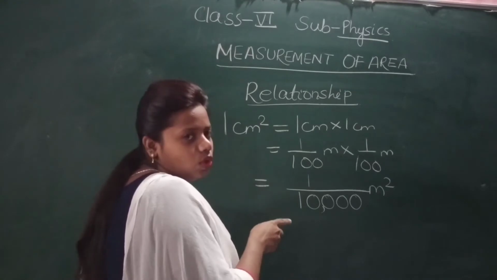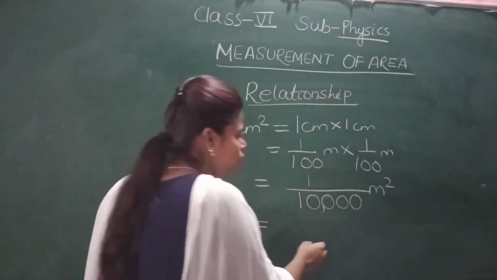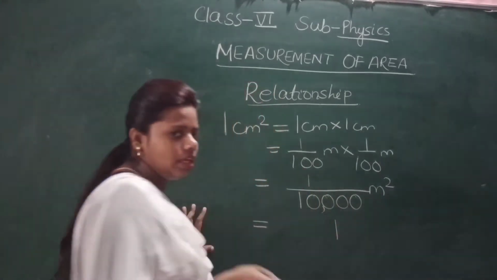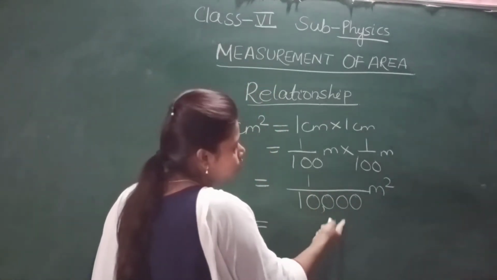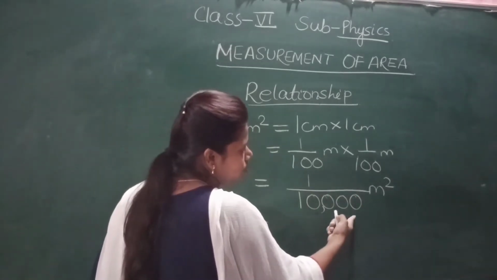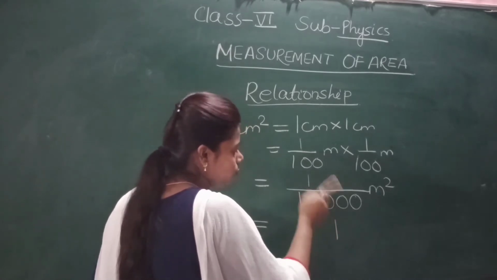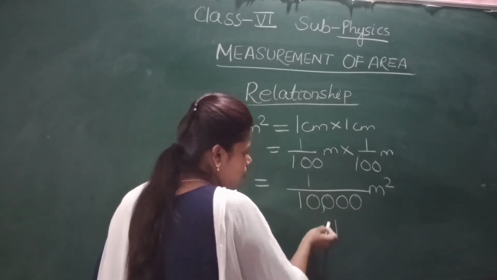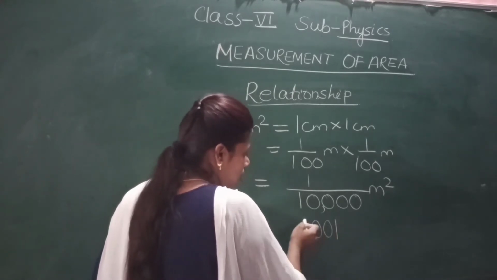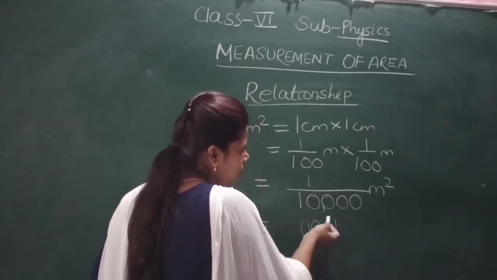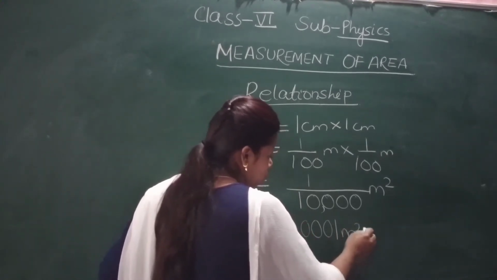Now, what do we have to do? We will convert this fraction into decimal. And you know how to convert; we have already done decimals in class 5. Okay, so how many zeros are there? 4 zeros. And it is dividing, so which side will we move? We will move to the left-hand side and jump 4 times. 1, 2, 3, 4. Okay, meter square.